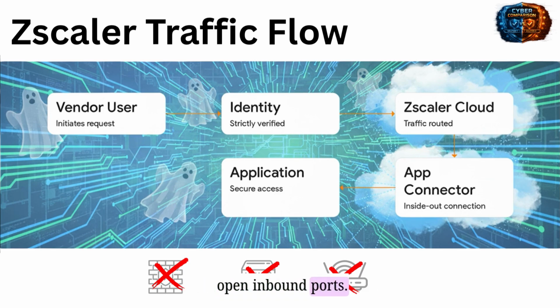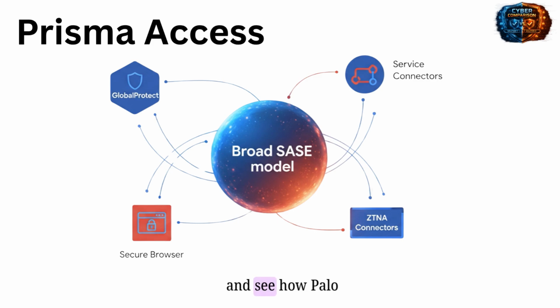All right, now let's switch gears and see how Palo Alto's Prisma Access builds an entirely different picture. While Zscaler is purely app-centric, Prisma takes a much broader Secure Access Service Edge, or SASE approach. They're bundling network and security into one massive ecosystem, so depending on your design, Prisma can actually provide both network-level and application-level controls using components like GlobalProtect and Service Connections.